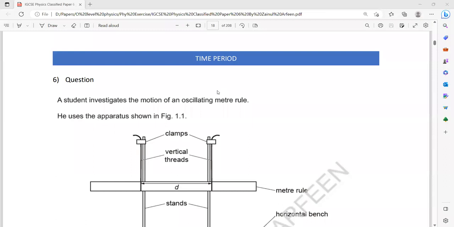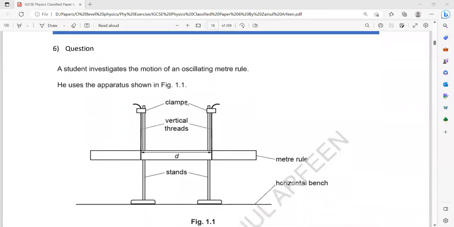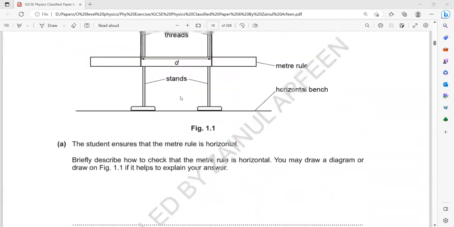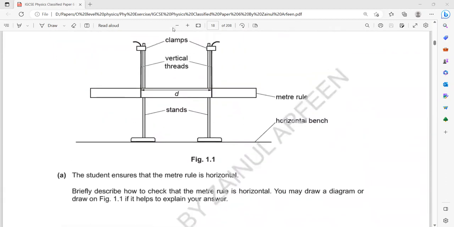A student is investigating the time period of an oscillating meter rule. Like this, the meter rule or meter scale will oscillate. Vertical threads are there, a distance d is there, and he uses the apparatus shown in the figure. The student ensures that the meter rule is horizontal. How would you check that the meter rule is horizontal? You may draw a diagram.